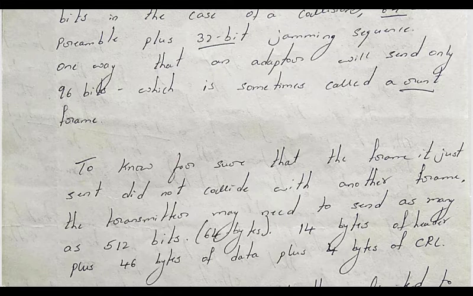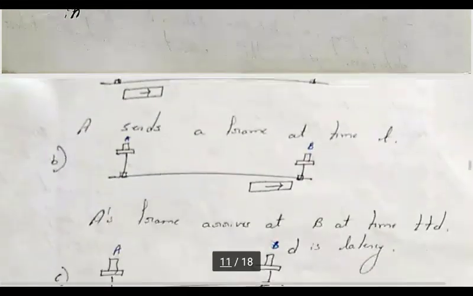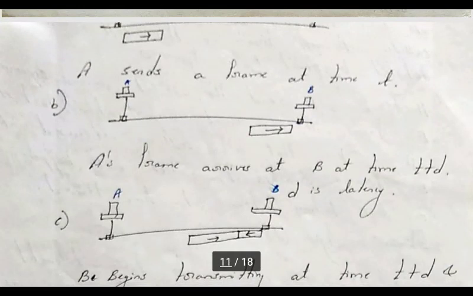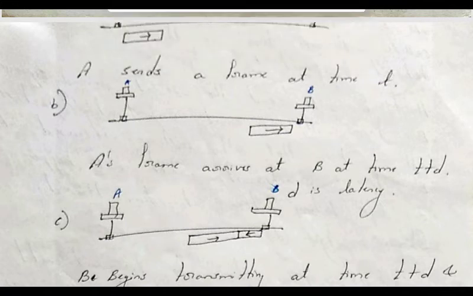Okay, next we are going to see an example of a collision. In this example, we say that this is one Ethernet segment. Two nodes are connected here. One is node A, another one is node B. So A sends a frame at time t. Is it clear?